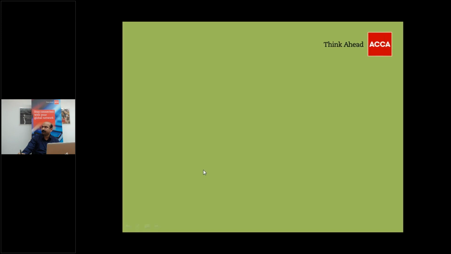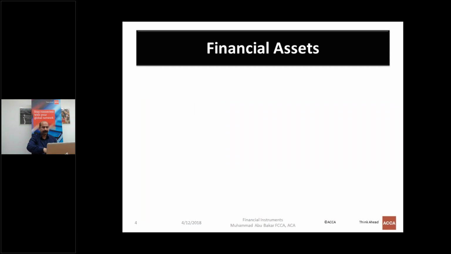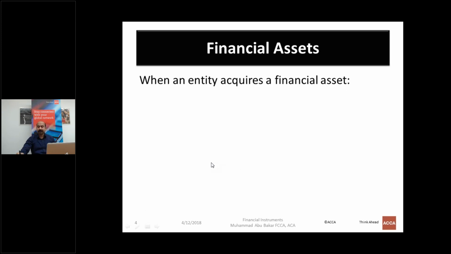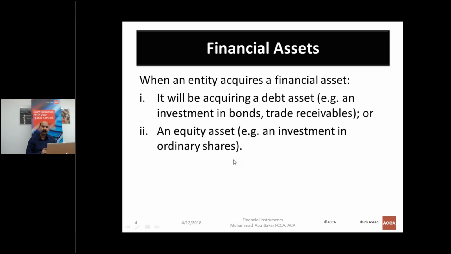Financial instruments, IFRS 9, remaining portion. See, financial asset, the accounting treatment of financial asset. See, we know that financial assets could be like debt instrument or debt asset, or it could be equity asset. If you have invested, if you have extended a loan to another party, then this is your asset because this is your investment.